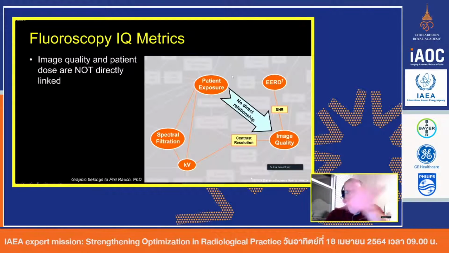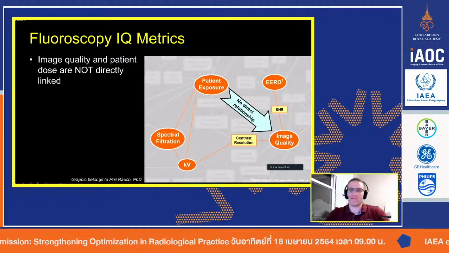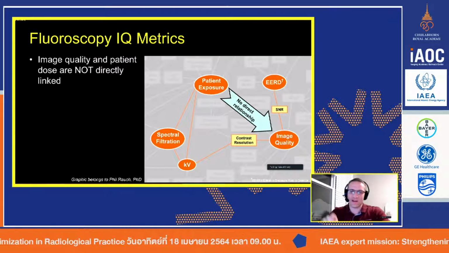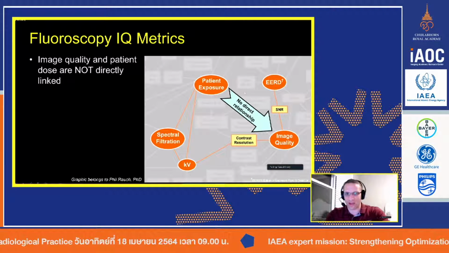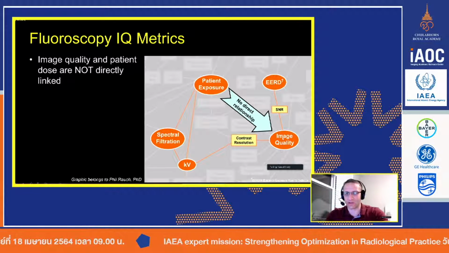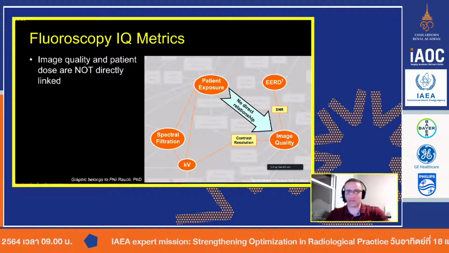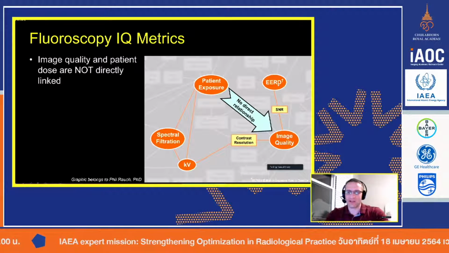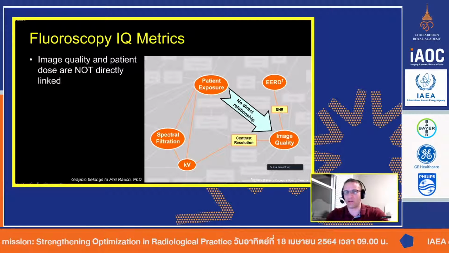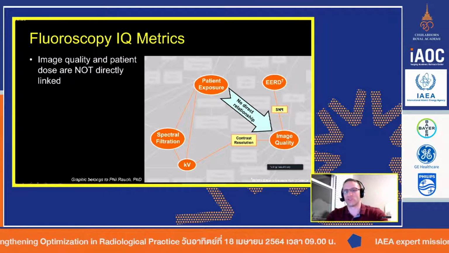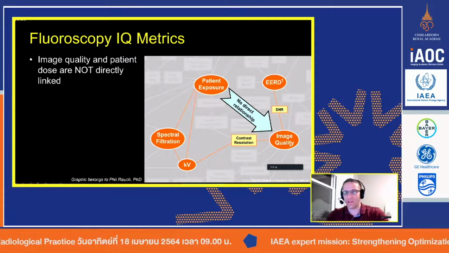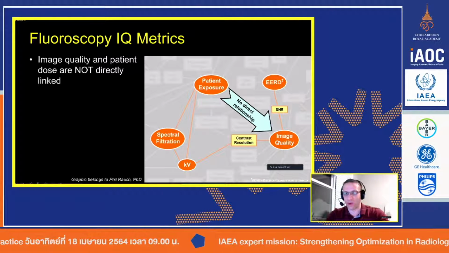But the point I'm trying to show here, if you actually dig down and start looking at the interconnectivity, is that there is actually no direct relationship between patient dose and image quality. And that's the interesting thing about fluoroscopy. The dose to the detector will affect the signal to noise ratio we get in the image, so the pleasantness of the image. And that obviously directly affects the image quality.